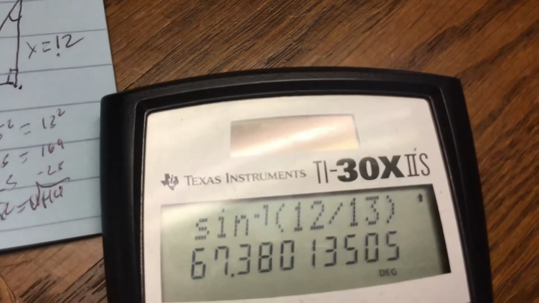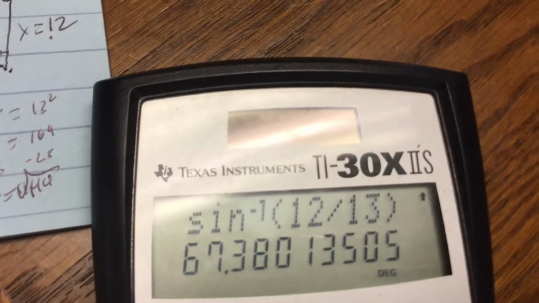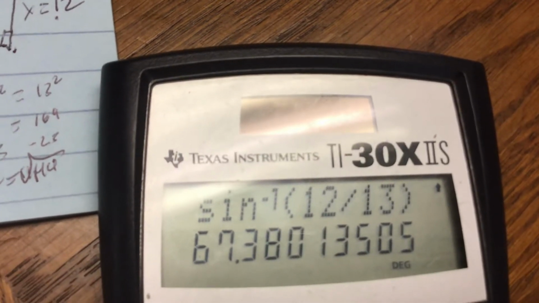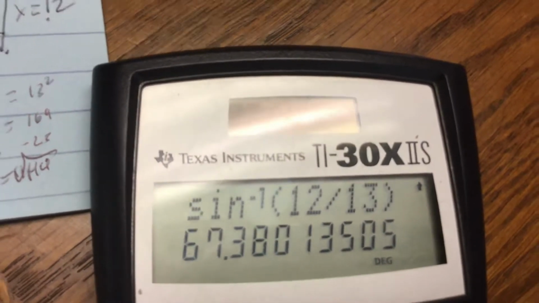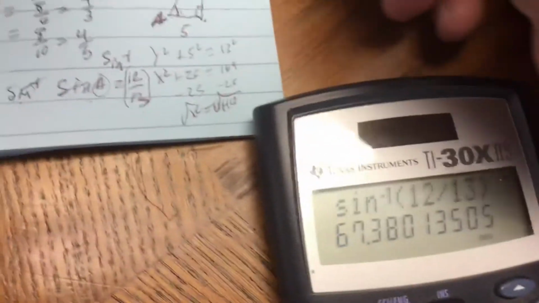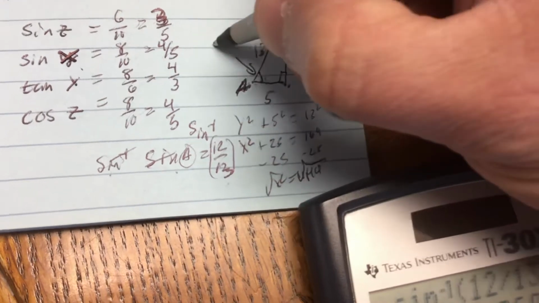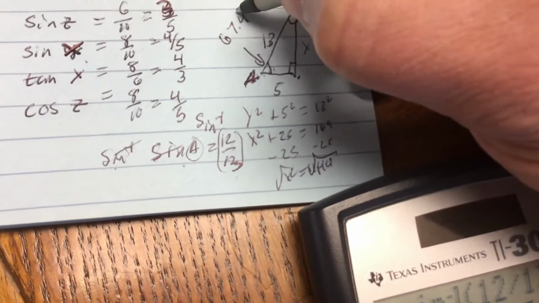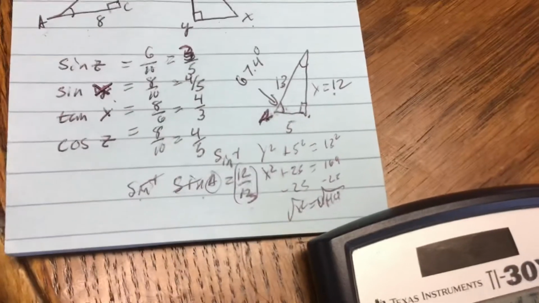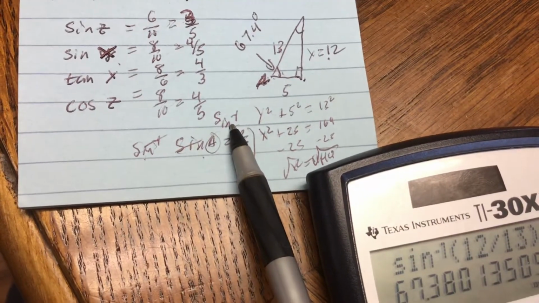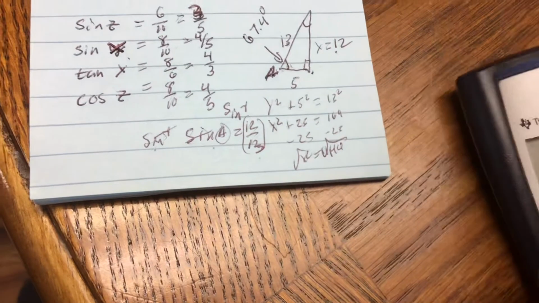Okay, then I hit equals, and it'll give me that value. Now it's going to probably say to the nearest tenth, so I'm going to round that to 67.4. So angle A in this picture, that angle right there, is 67.4 degrees. Anytime you're looking for an angle, you're going to use the second key, either second sine, cosine, or tangent. Now what if you'd use tangent to find that angle?